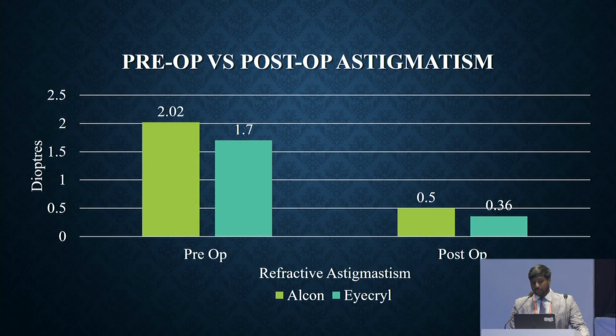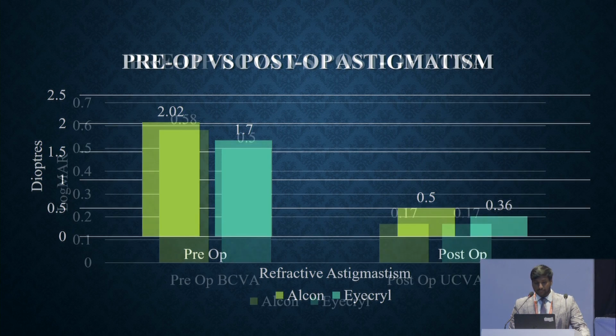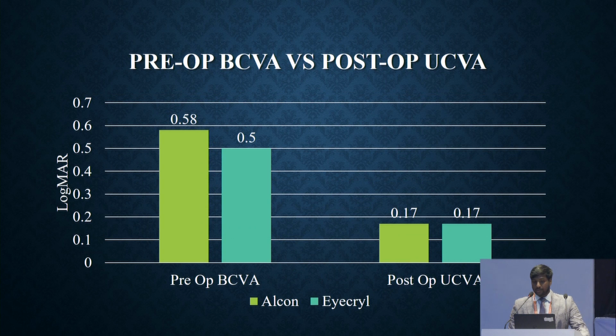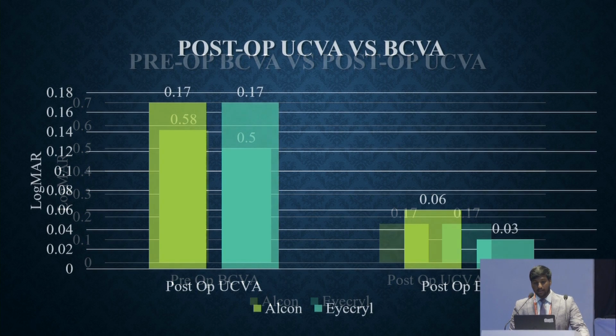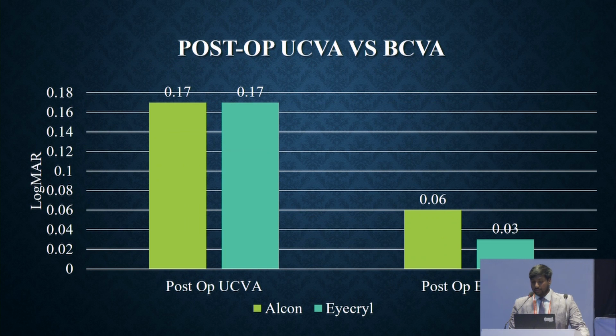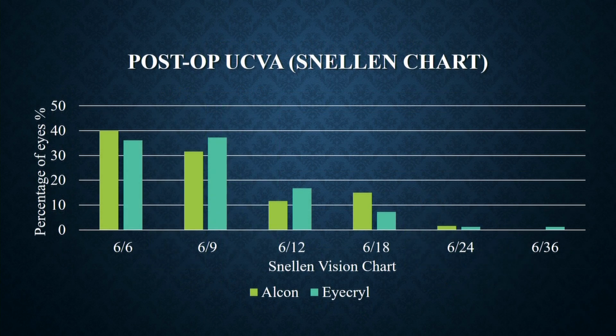These charts now show the reduction in the pre-op versus the post-op corneal astigmatism. And this chart shows the pre-op BCVA versus the post-op UCVA from around 6/18 to 6/24 in the pre-op to 6/9 in the post-op. The post-op UCVA to the BCVA is now shown here. This chart shows the post-op UCVA in Snellen's charting. It shows that the majority of patients had 6/6 or 6/9 vision, and only a few percent had 6/12 or worse vision.